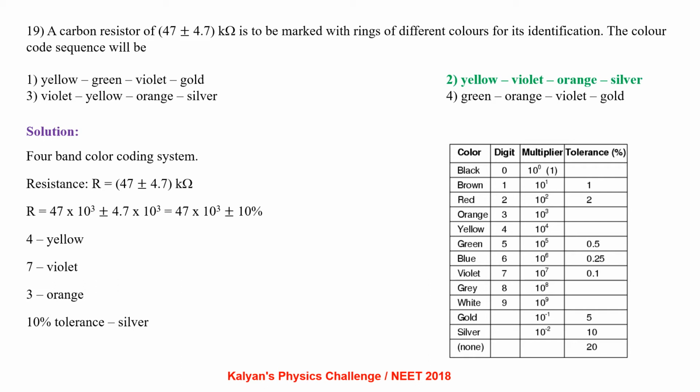Let us calculate the percentage tolerance from here. It is 47 × 10^3, that is 1 kilo is 10^3, ± 4.7 × 10^3, which comes out to be 47 kilo ohms ± 10%. So the color coding chart is given here. You go through it and try to learn the color coding chart by heart, from which you can write the color combination to be yellow, violet, orange and silver.